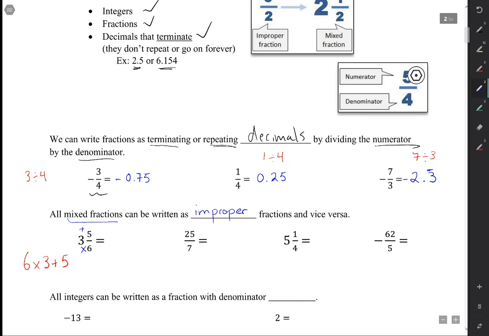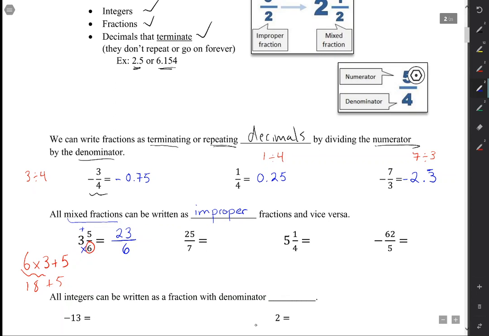So 6 times 3, we would get 18. And then we're going to add 5 to it. So our final answer over here is going to be 23, because 18 plus 5 is 23. And then the number on the bottom, the denominator, stays the same. So this 6 here would stay the same. So if we were to write 3 and 5/6 as an improper fraction, we would get 23 over 6.